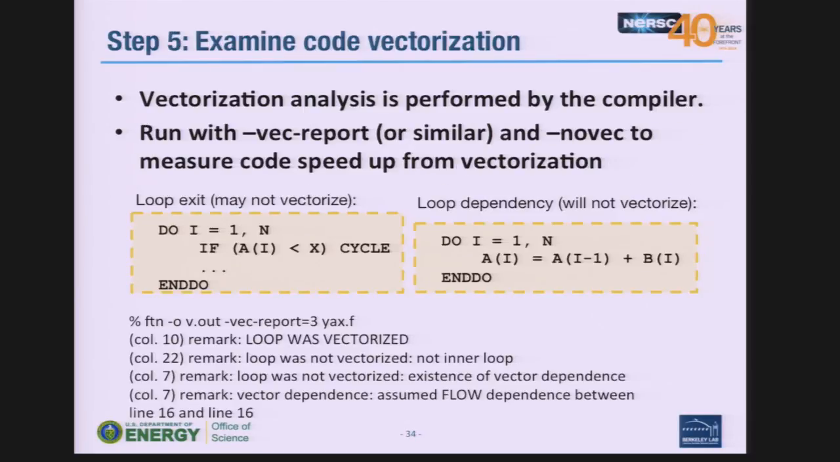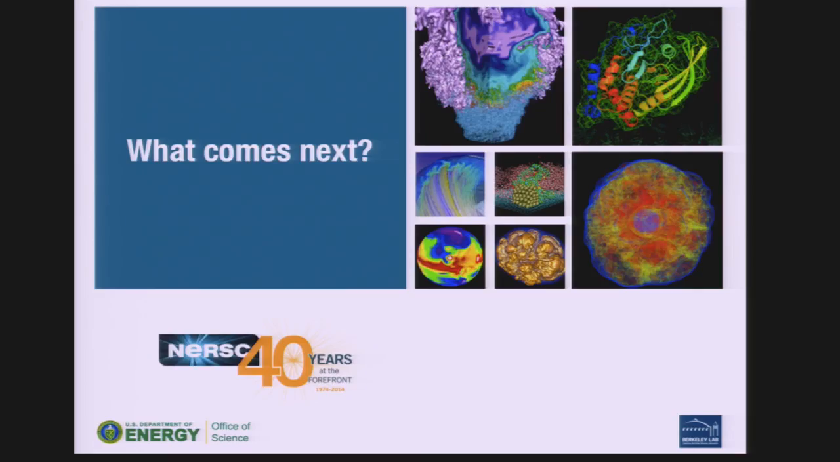OK. For vectorization, the Intel compiler has actually gotten significantly better. And so you can use this flag called vec report, and it will actually tell you which loops were vectorized, which weren't, and why they couldn't. So I think I'm running low on time, so I want to skip a little bit forward.